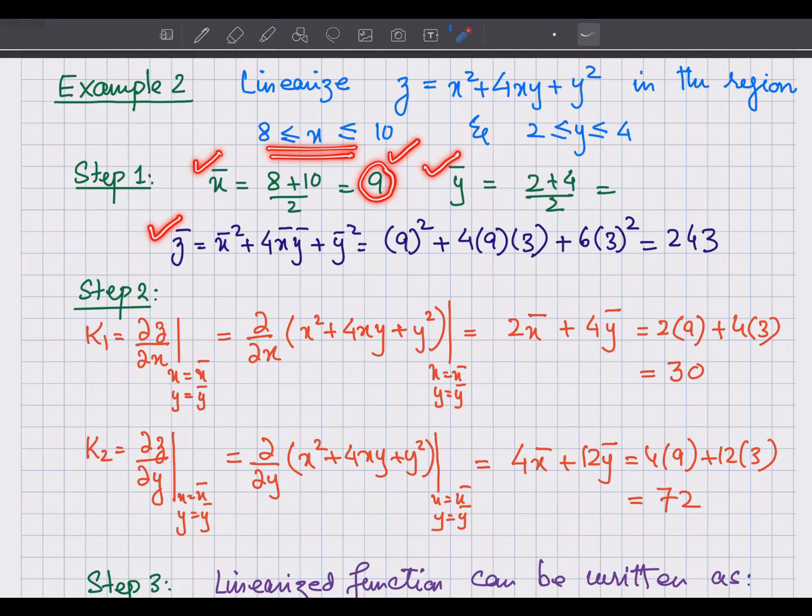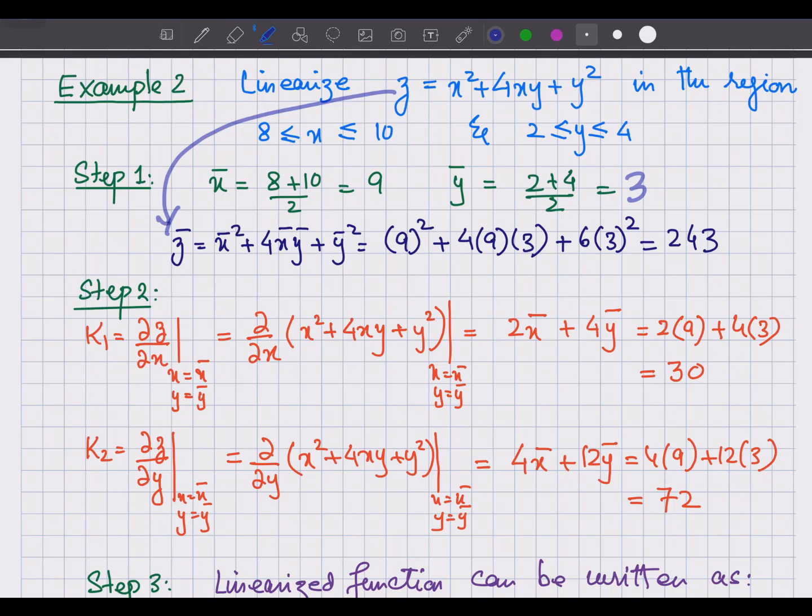So we will be linearizing our function at x bar equal to 9, where x bar is representing the operating point, and y bar is equal to 3. Now evaluating our function with the selected operating point. This will be equal to x bar square plus 4 x bar y bar plus y bar square. Evaluating it, you will get 243.